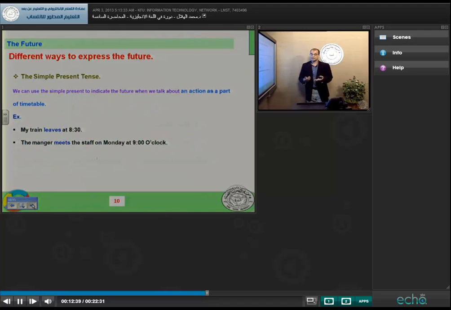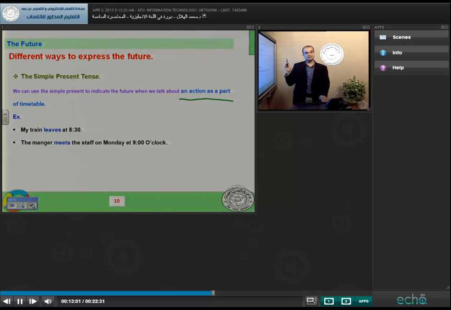Sometimes the present simple tense is used to indicate the future. We can use the simple present tense to indicate the future when we talk about an action as a part of a timetable, as a part of an agenda, as a part of something we have already planned. So for example, my train leaves at 8 o'clock or at 8:30.